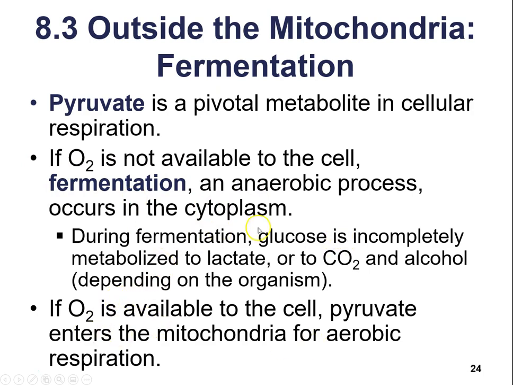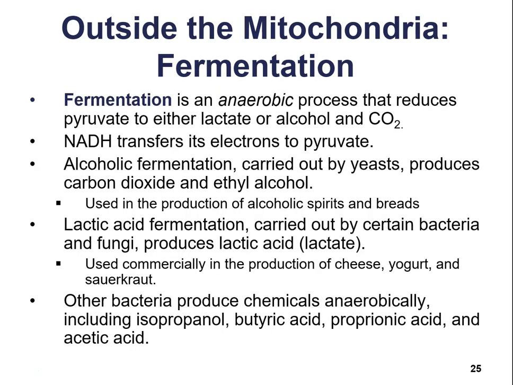What happens in fermentation is that glucose will be metabolized into lactate, or carbon dioxide and alcohol. It depends on what organism you're talking about. I already said that if oxygen is available, pyruvate will enter the mitochondria and go through the prep reaction. As I said, fermentation is an anaerobic process. It reduces pyruvate to either lactate or alcohol and carbon dioxide. Other types of chemicals can also be produced by fermentation, depending on what type of bacteria you're talking about.